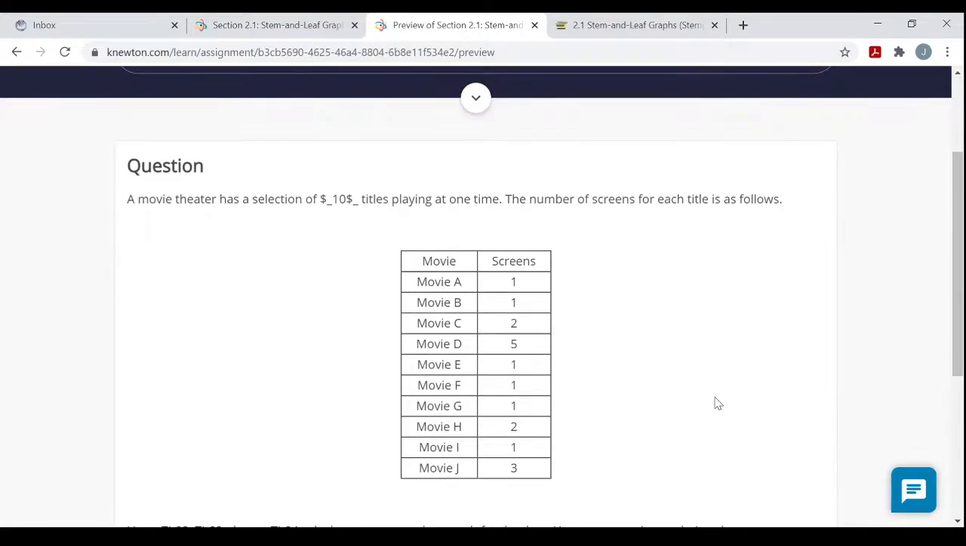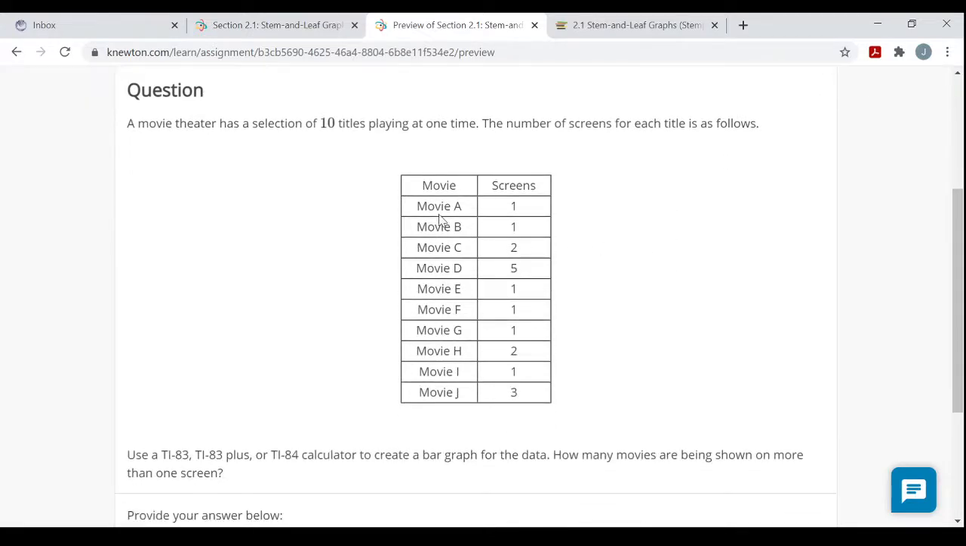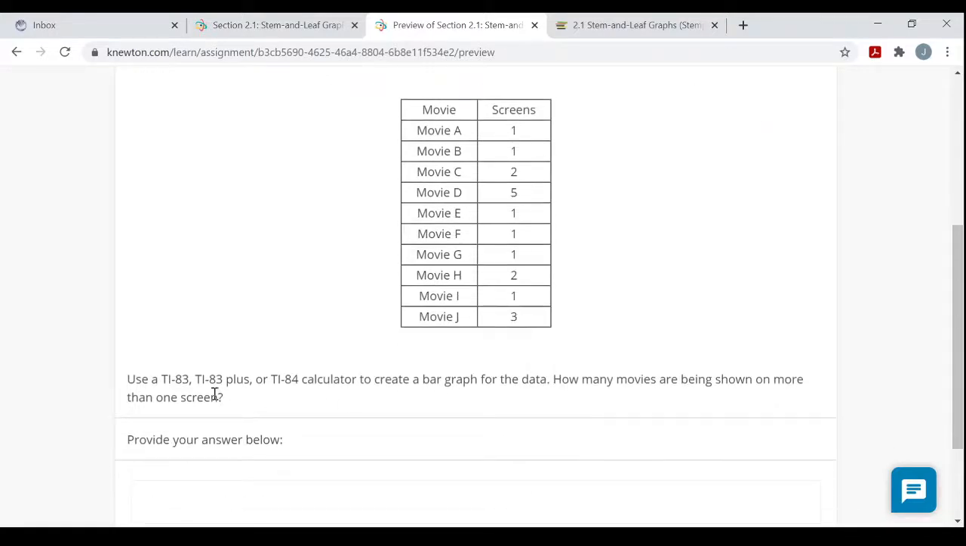All right, so this one's a bar. Make a bar graph. A movie theater has a selection of 10 titles playing at one time. The number of screens for each title is as follows. So movie A is playing on one screen, movie B is playing on one screen, movie C is playing on 2 screens, etc. Create a bar graph, and then the question on the calculator.